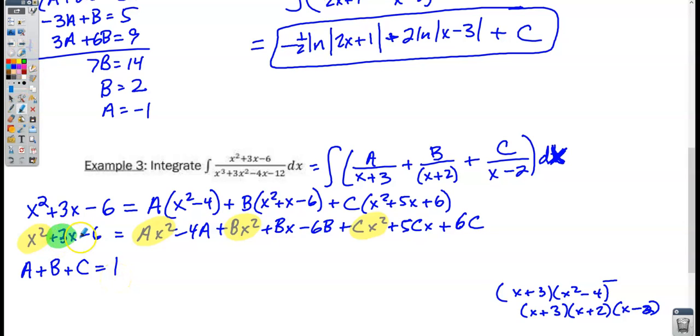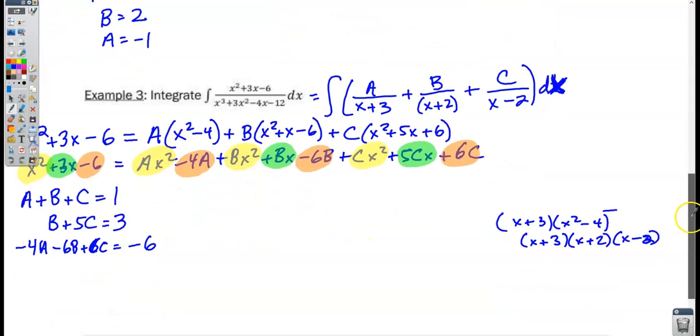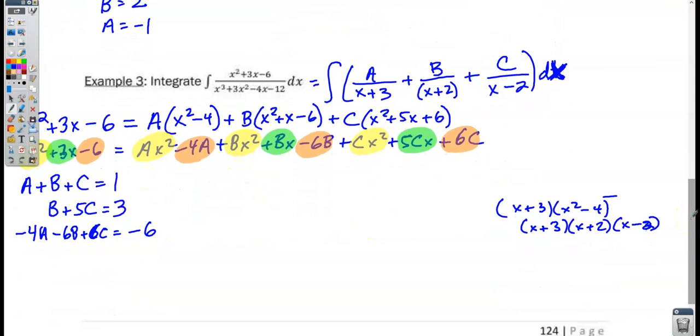Then my x's, there's an x term on each side. So that means that B plus 5C has to be equal to 3. And then lastly, my numbers, which gives me the equation that negative 4A minus 6B plus 6C equals negative 6. Alright, so now I have a system of equations in 3 variables to solve.